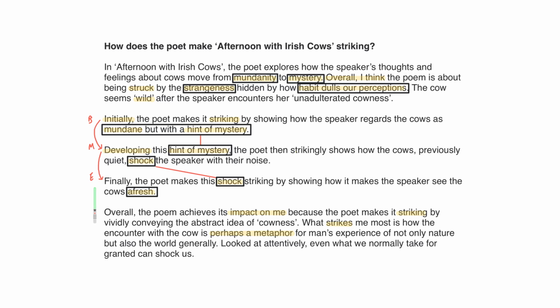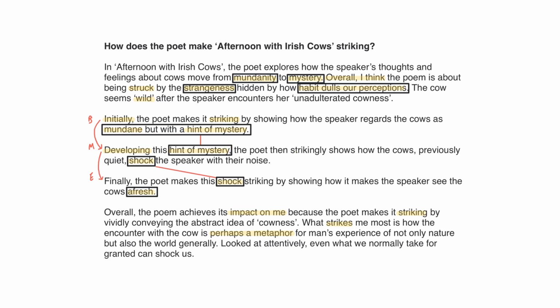So if in doubt, just go beginning, middle, and end. You can tell that's what they like because that's what they give you when it comes to the unseen poetry. Bullet points for beginning, middle, and end. So stick to that. Make sure that you have the keyword in each topic sentence.